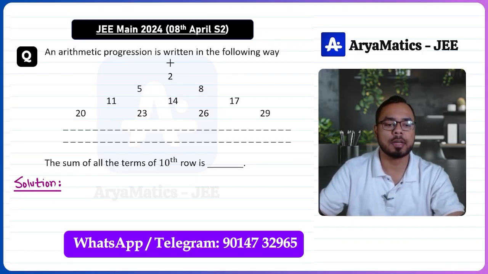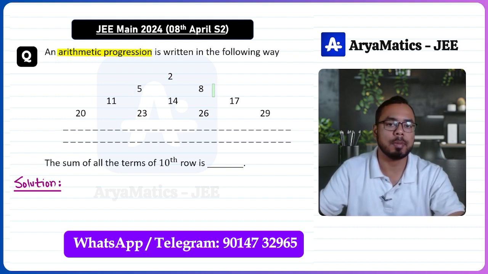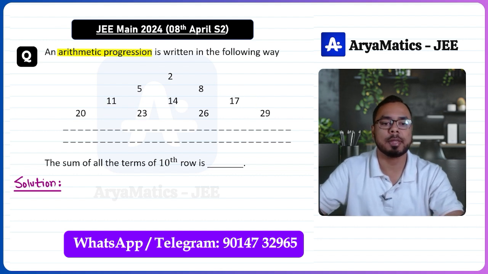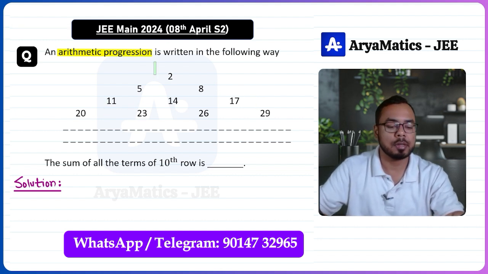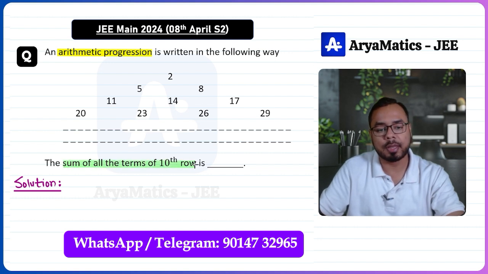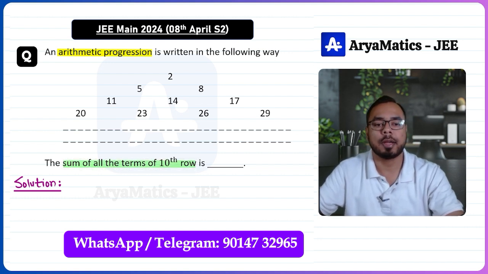An arithmetic progression is written in this manner. In the first row, you have only one element, 2. Then in the second row, you have 5 and 8. In the third row, you have 3 elements, and so on. The question is, what is the sum of all the elements in the 10th row?